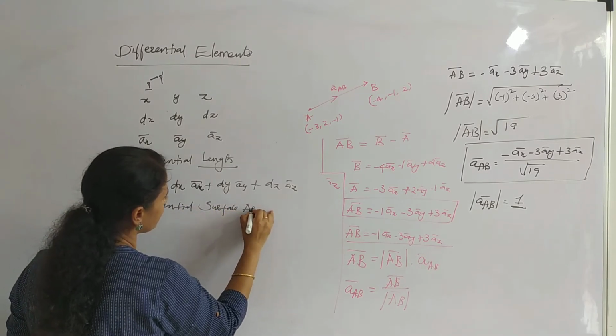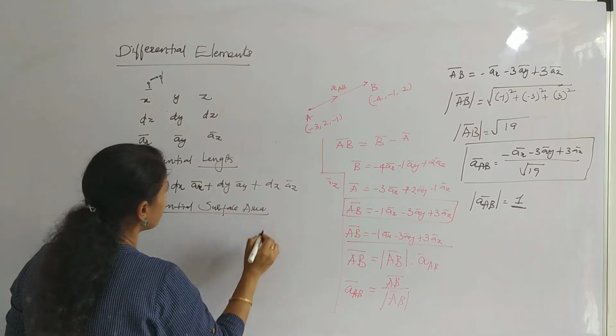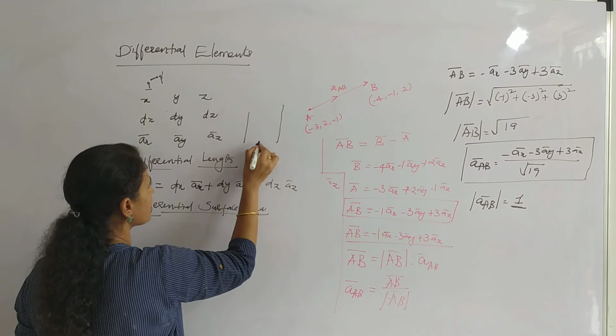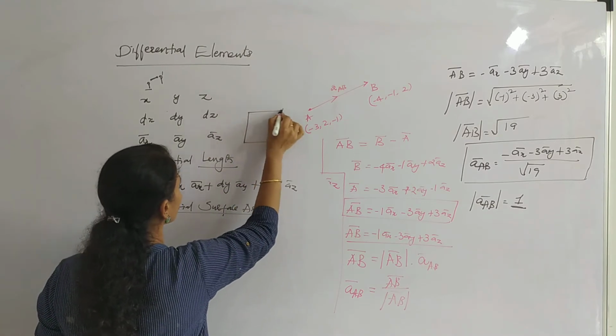Similarly, we can obtain the differential surface area. As we have seen in the previous video, we have one rectangular box. I can call it a cube.